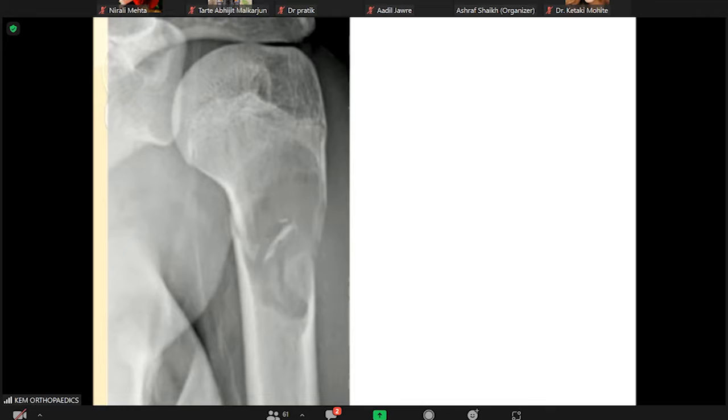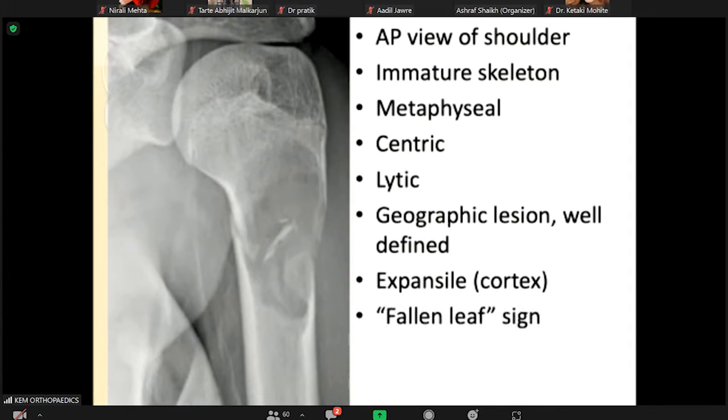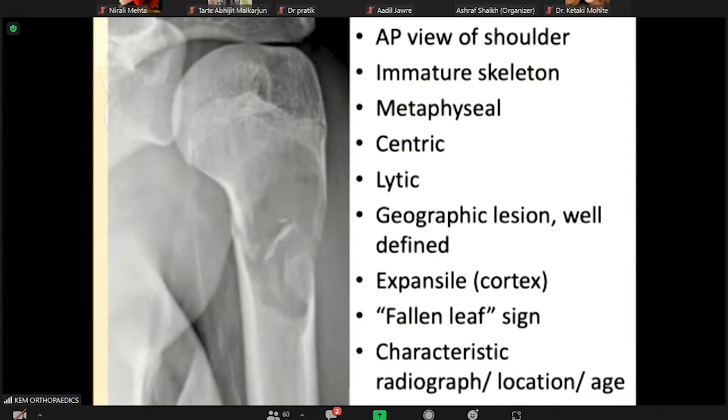Have this habit. Don't jump to the diagnosis of simple bone cyst. How will you describe this X-ray? So this is an X-ray of an immature skeleton, left shoulder, showing proximal humerus with a cystic lesion in the metaphyseal region. Central lytic lesion, appears to be centric with a breach in both cortices, with a cortical fragment in the center of the cavity, also called the falling leaf. Correct. So then AP view of the shoulder, immature skeleton, metaphyseal area, centric, lytic, expansile cortex, fallen leaf sign, SBC.